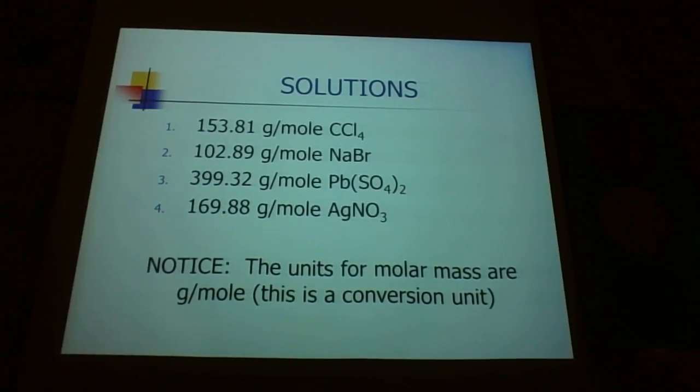Now you should have received these answers, and these are all the molar masses for those different substances. Okay, so hopefully you are able to solve for them.